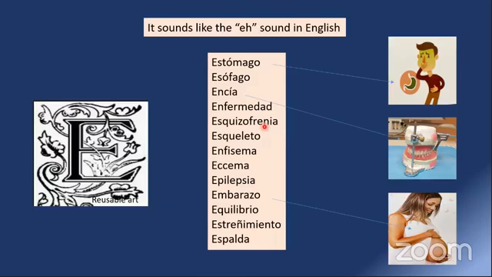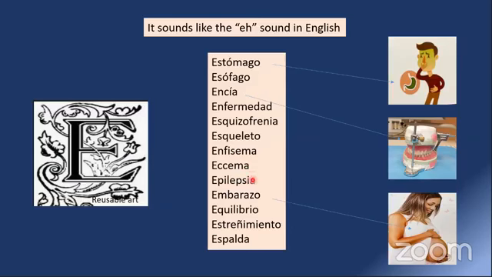Esquizofrenia. You know what's that? Esqueleto, skeleton. Enfisema. It's the same. You know what's that? Eczema. In Spanish, you say eczema. Epilepsia.